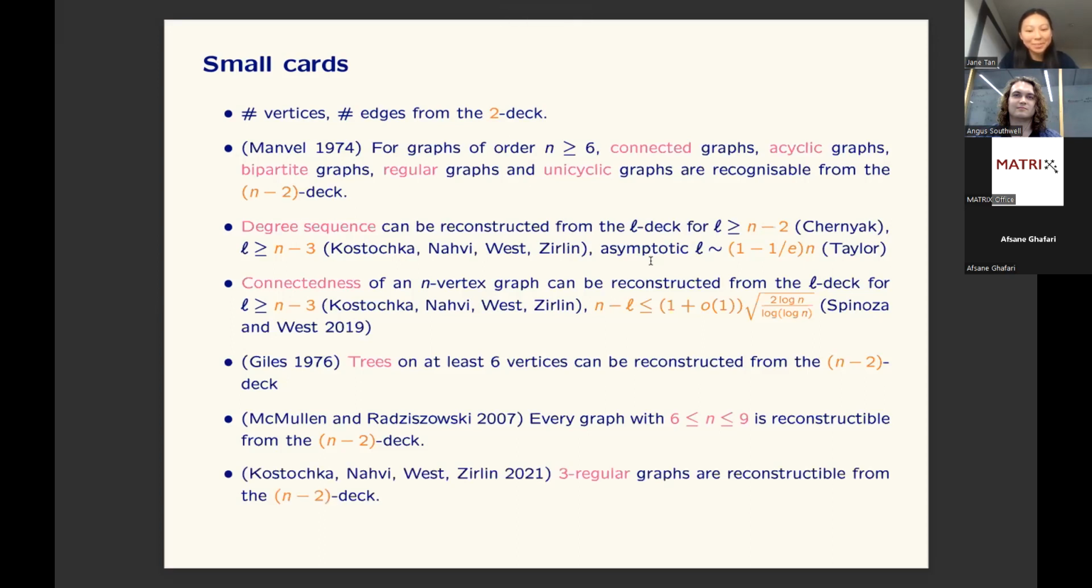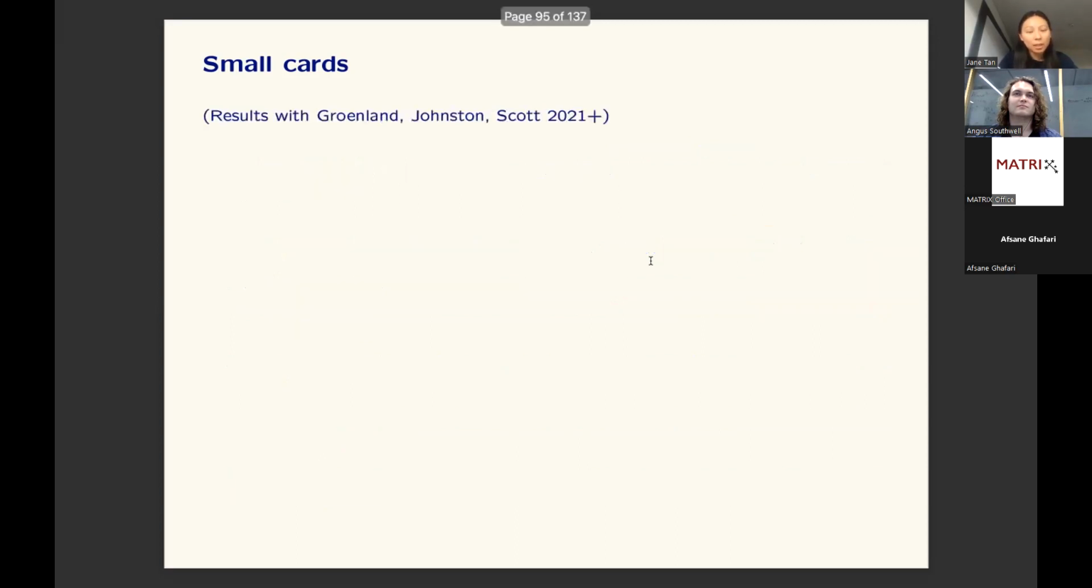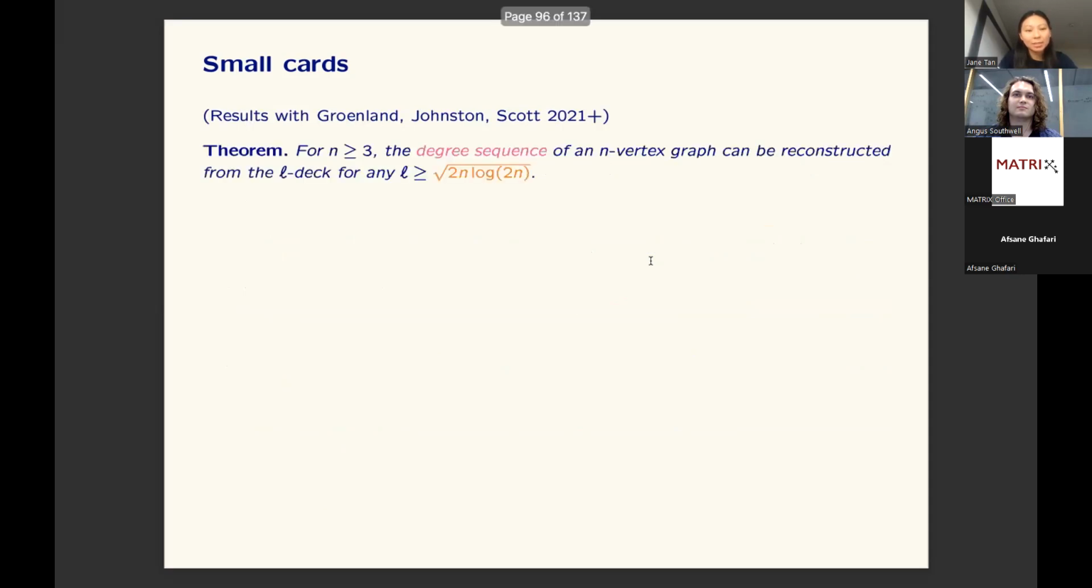One final result: 3-regular graphs are reconstructed from the N-2 deck. So that's a more recent result. I was working on this again with Carla Honland, Tom Johnston, and Alex Scott. We were able to show some results where we're really deleting much more than 2 cards. There are 3 in particular that I'll mention.